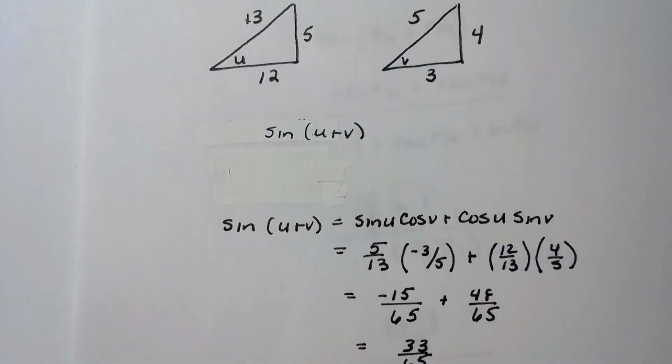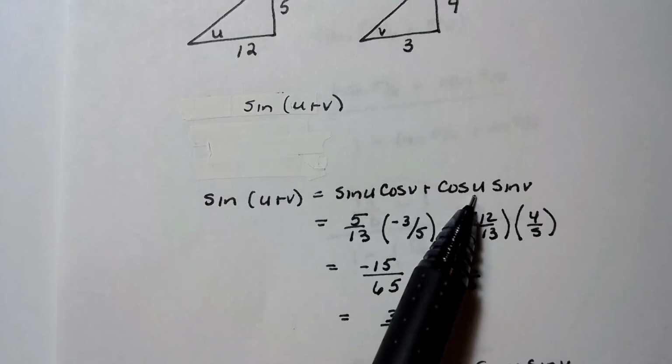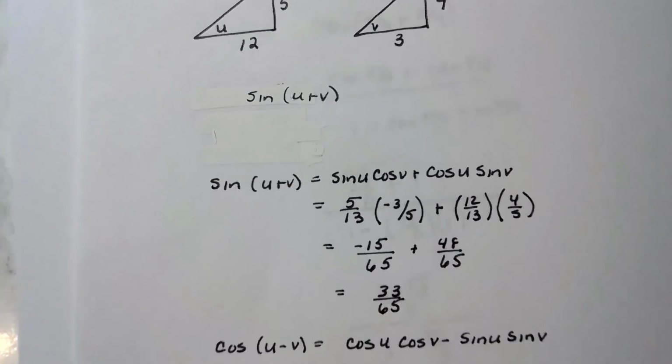Well, the sine of u plus v has this formula: sine u cos v plus cos u sine v, right? So all I have to do is reference those triangles.